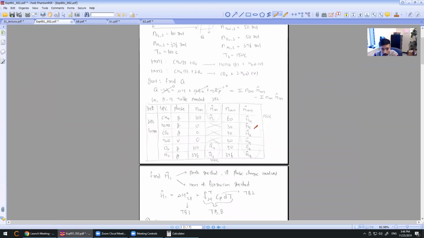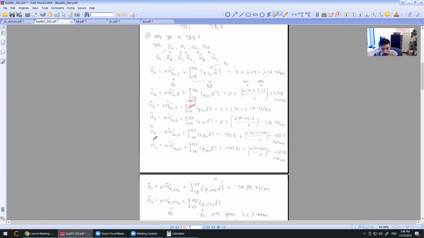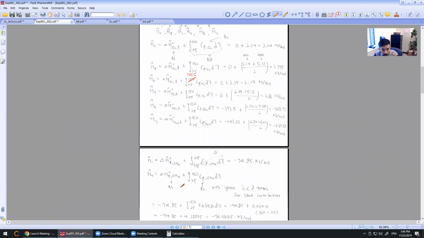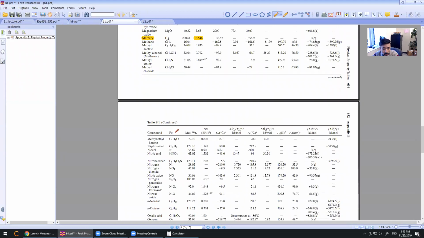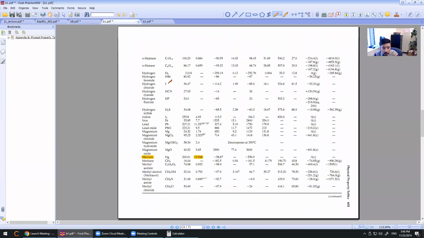The last one, we haven't found the H hat 5, which is about formaldehyde from 25 to 150. Right, so that is formaldehyde. Is it this one, right? So formaldehyde heat of formation plus 25 to 150 Cp formaldehyde dt. Again, this one can be found in table B1, formaldehyde. Let's go to table B1 formaldehyde.